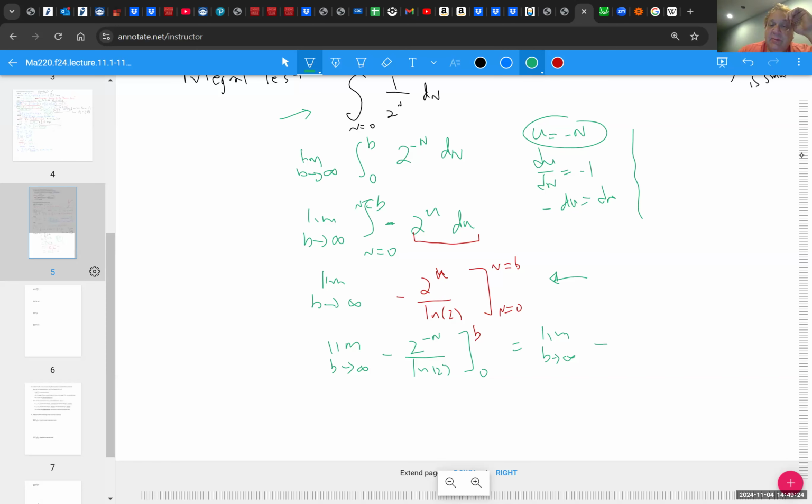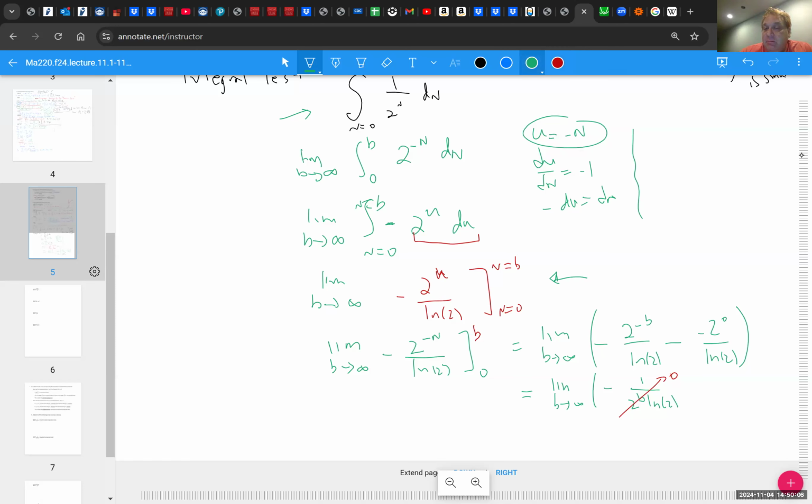So when I plug in b, I get negative 2 to the negative b over ln2. And when I plug in 0, I get 2 to the 0 over ln2. I guess a minus I can write as a plus. But let's see what happens here. The limit as b goes to infinity of negative 2 to the negative b over ln2 is the same thing as 1 over 2 to the b ln2, which is 1 over infinity, which all tends to 0. 1 over something infinitely big is equal to 0.